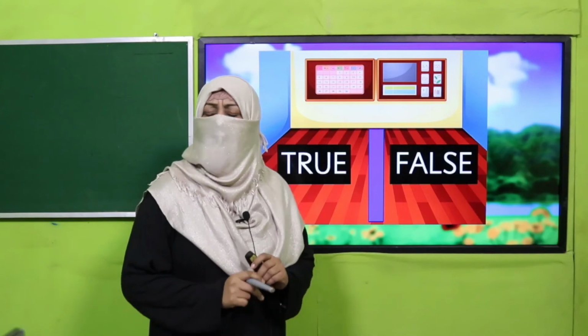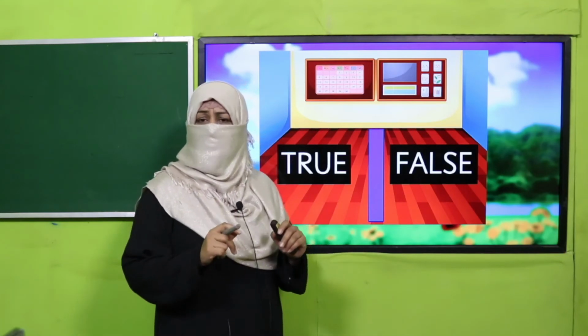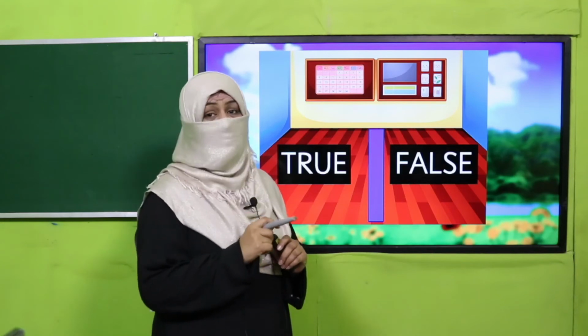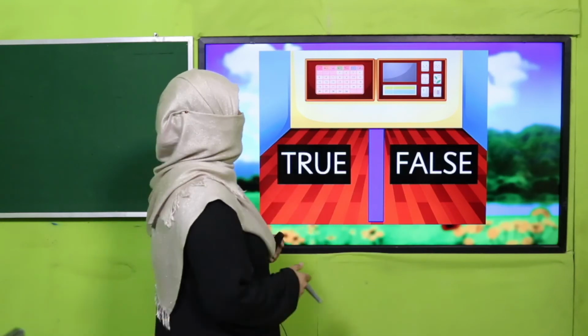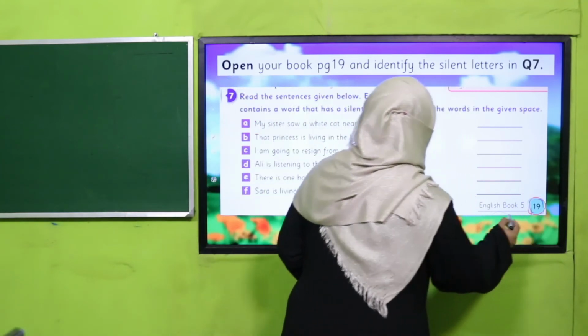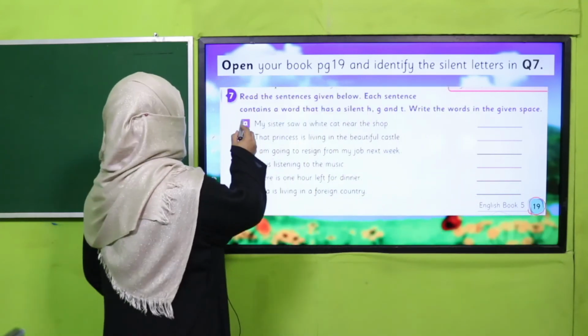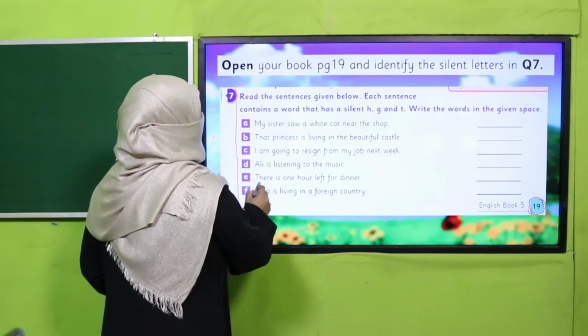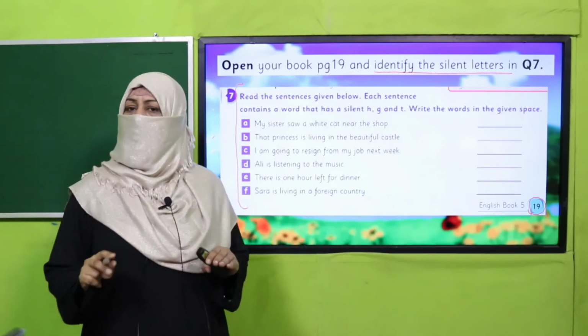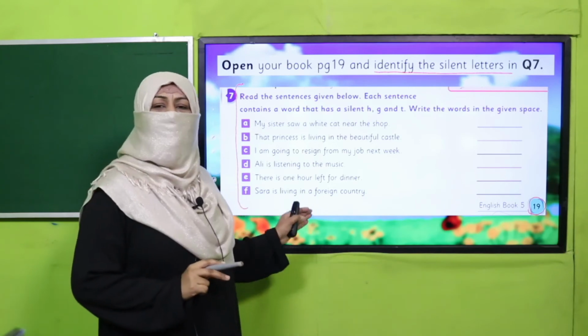Yes, my dear students, I hope you thoroughly enjoyed this activity and you were able to identify all silent letters because we have had enough practice. Good job. Now it's your practice from the book. All of you open your book on page number 19. Here are the sentences and you have to identify the silent letters. So all of you just sit down, calm down and do this activity in your book.